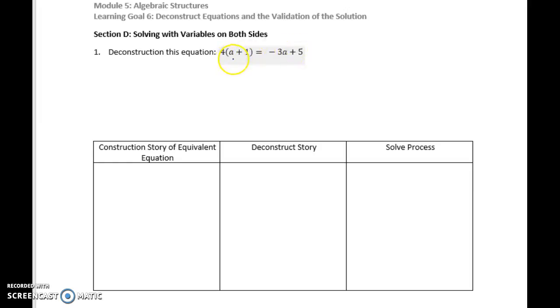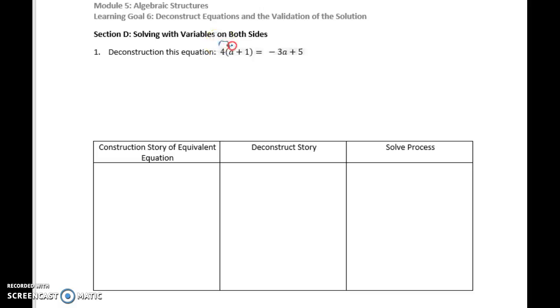If we were trying to write a story, we would say A is added by 1 and that sum is multiplied by 4. But then we also have a story over here that says A is multiplied by -3 and that product is added by 5. And so we don't have any continuity between those two A's. And so what we need to do is get the A's together. And it doesn't matter which side we put them on, whether they go on the left-hand side or on the right-hand side. We just need to make sure they're together.